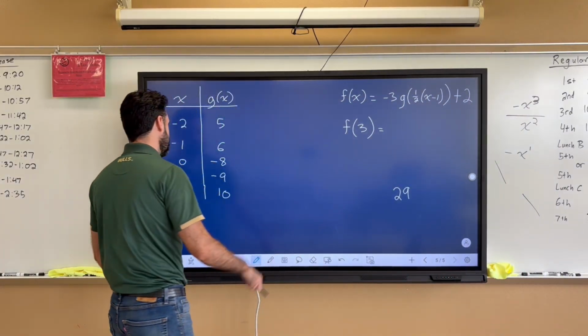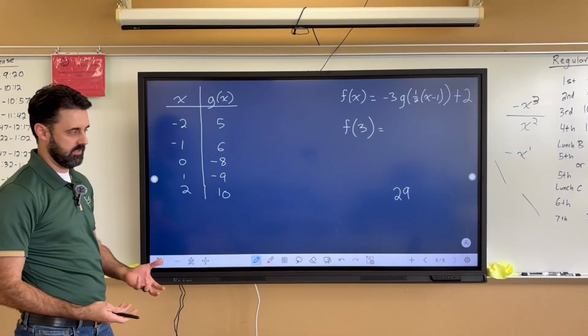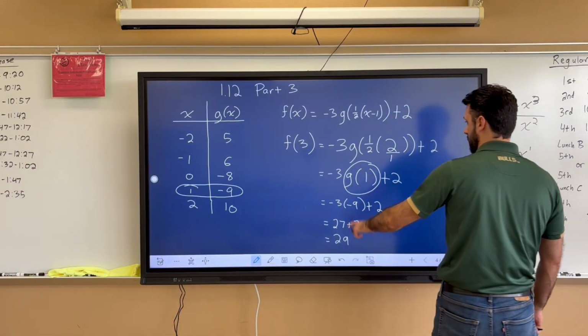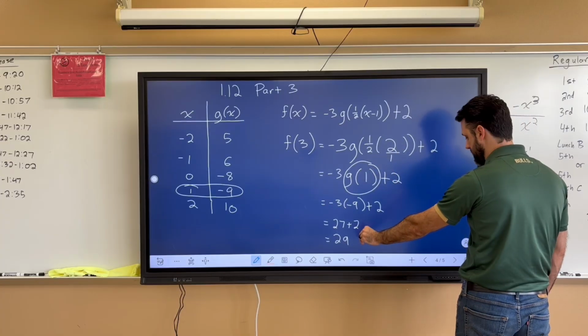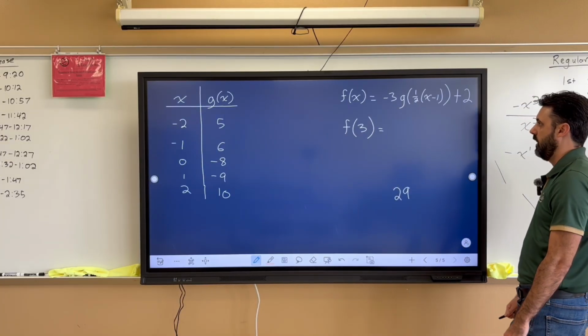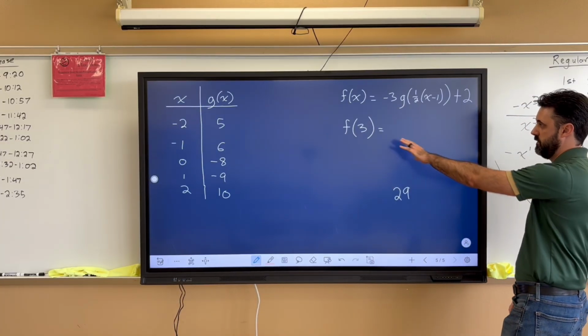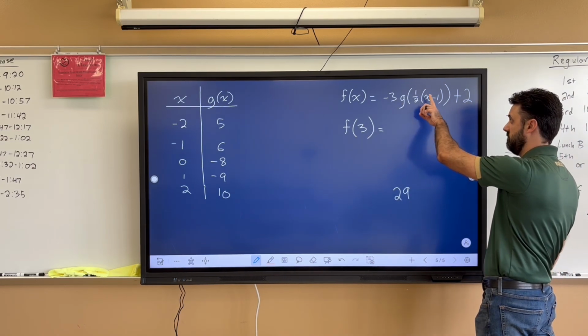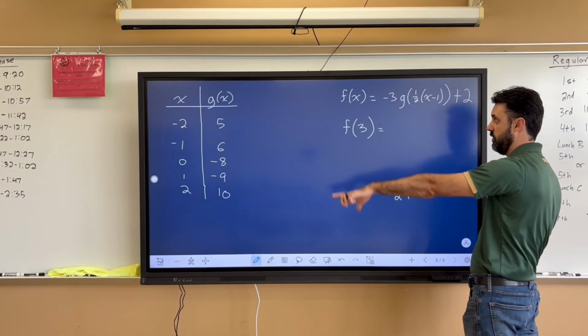So we're going to get 29 at the end, but I want to show you guys a second way to think about this. You do not have to do this method. Some people will just prefer this over just plugging in the number and simplifying like I did here. All right, so finding f of 3, instead of plugging in, I'm just going to do these 4 transformations to the table of values.